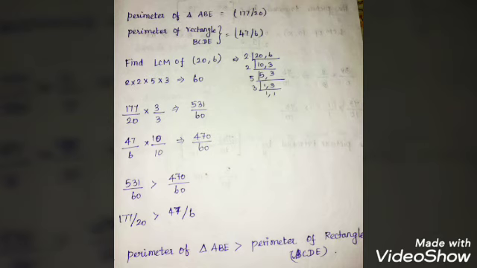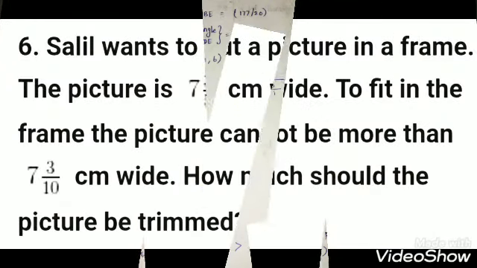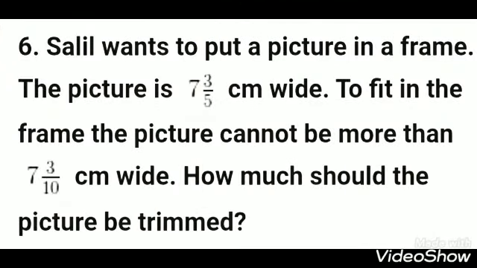So here clearly we can know that perimeter of triangle ABE is greater than perimeter of triangle BCDE. Is it clear? The major thing you have to know is, if the denominator is equal, then only we can do the problem.